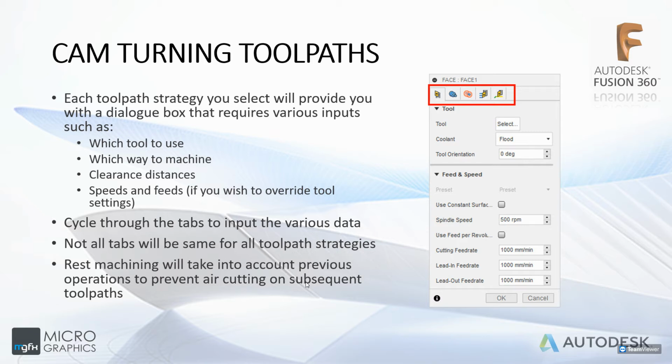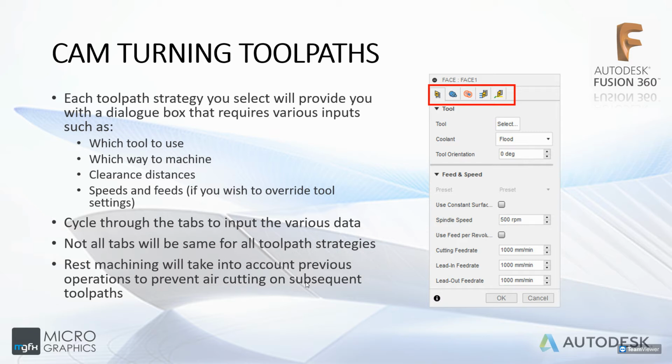Okay, you can cycle through the tabs, or rather you should cycle through the tabs to input the various data, and you've got to go through them one by one. It's best practice not to skip anything, because there will be some important information that will cause your entire toolpath to be generated incorrectly and cause major problems, often resulting in costly tool damage and collisions, or perhaps damaging your part altogether, and you don't want that.